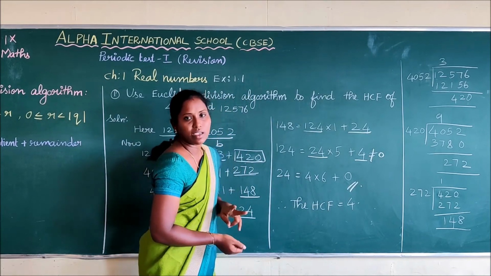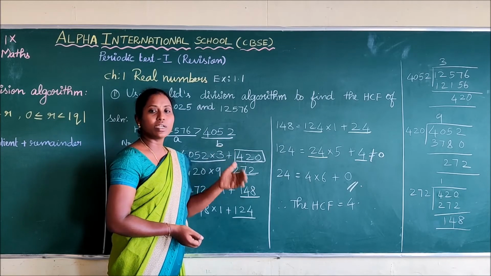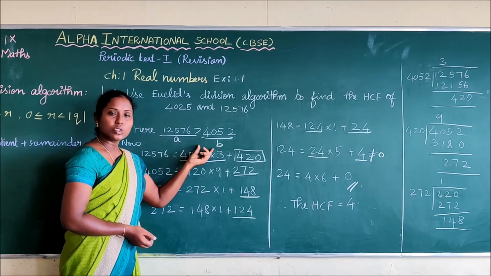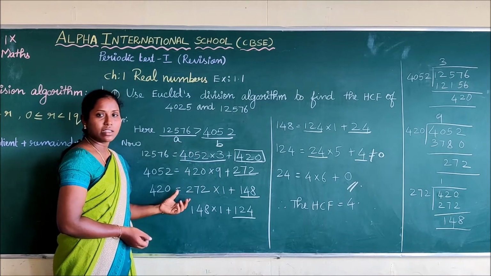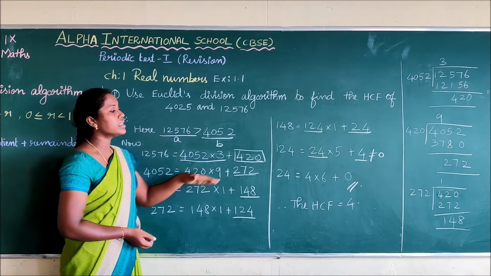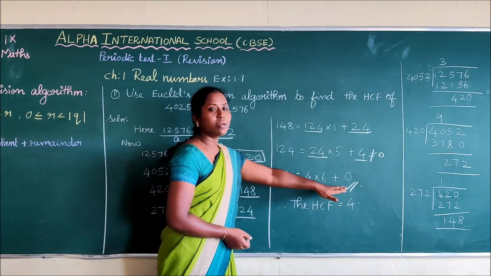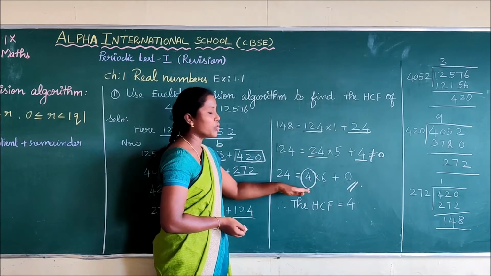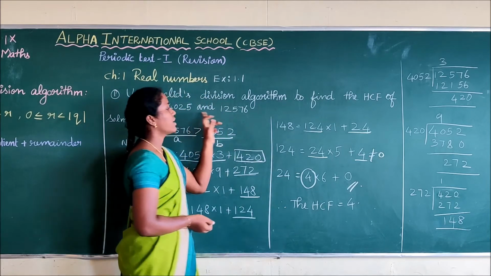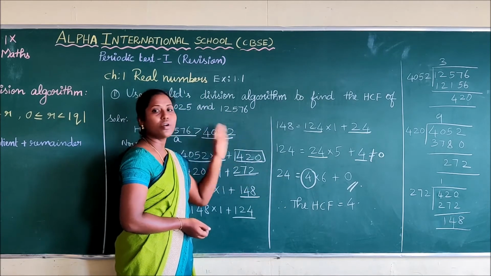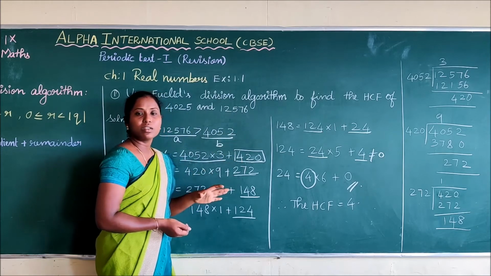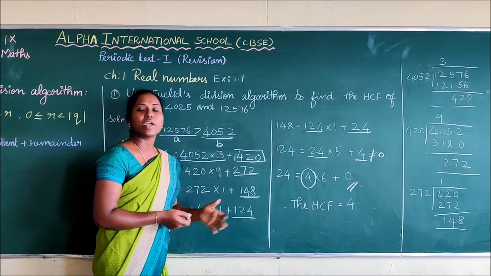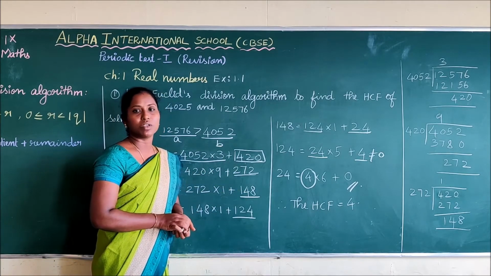So if any two numbers are given and you have to find the HCF using Euclid's division algorithm, divide the greater number by the smaller number by applying Euclid's division algorithm. Repeat the process of division until the remainder comes 0. Here the remainder comes 0 now. So what is the divisor here? 4. 4 is the HCF of the given two numbers. So whatever the numbers given, to find the HCF using Euclid's division algorithm, follow the same process and you can find the HCF of the given two numbers.